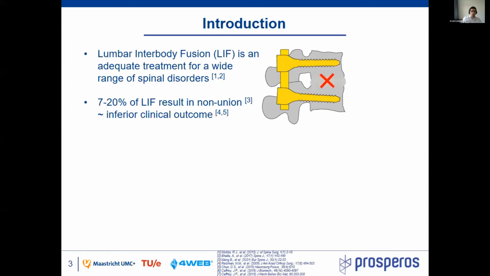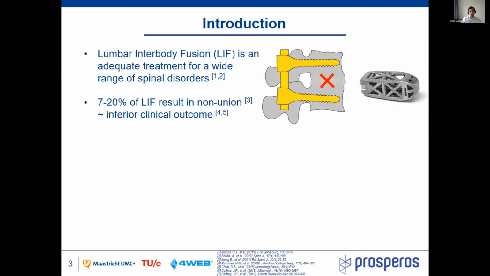However, in up to 20% of the interbody fusion treatments, this doesn't occur and it results in a non-union. And non-unions are generally related to inferior clinical outcome. And it is for this reason that new interbody cages are still being designed and introduced to the market. And one of those is this 3D printed truss titanium implant from the company Fullweb.